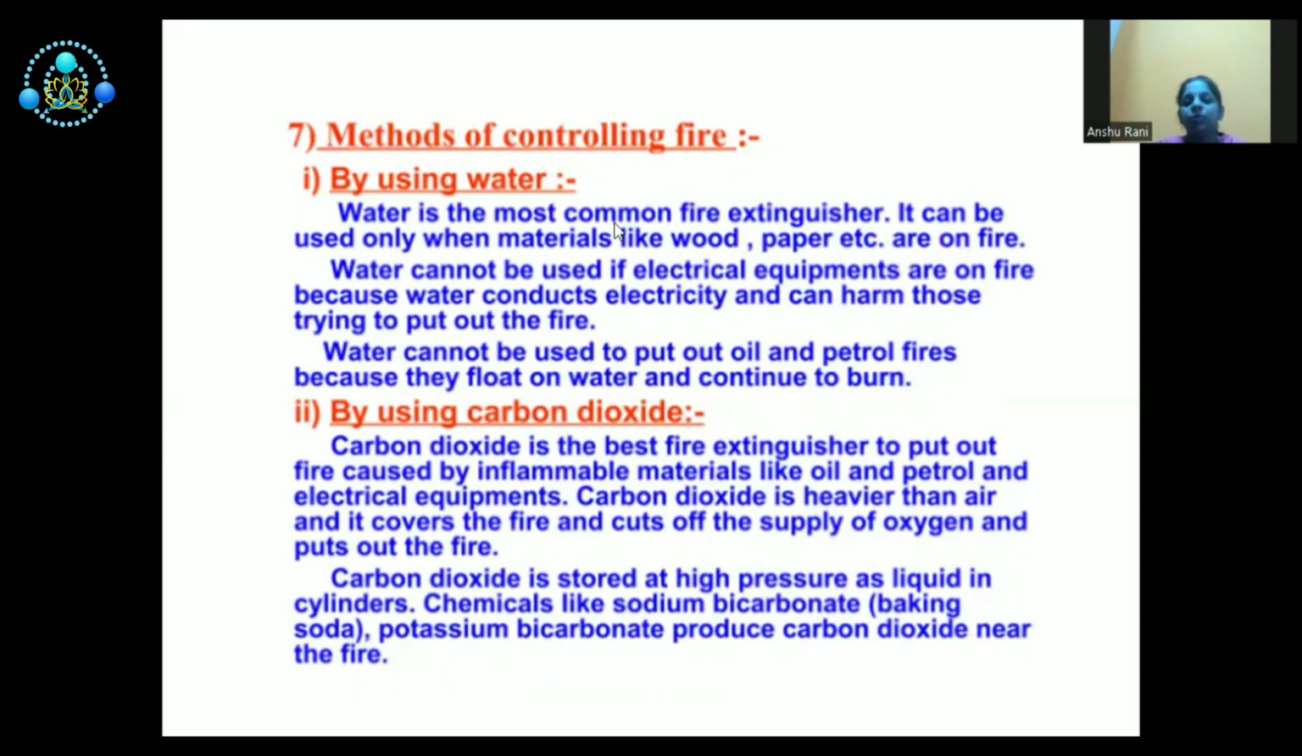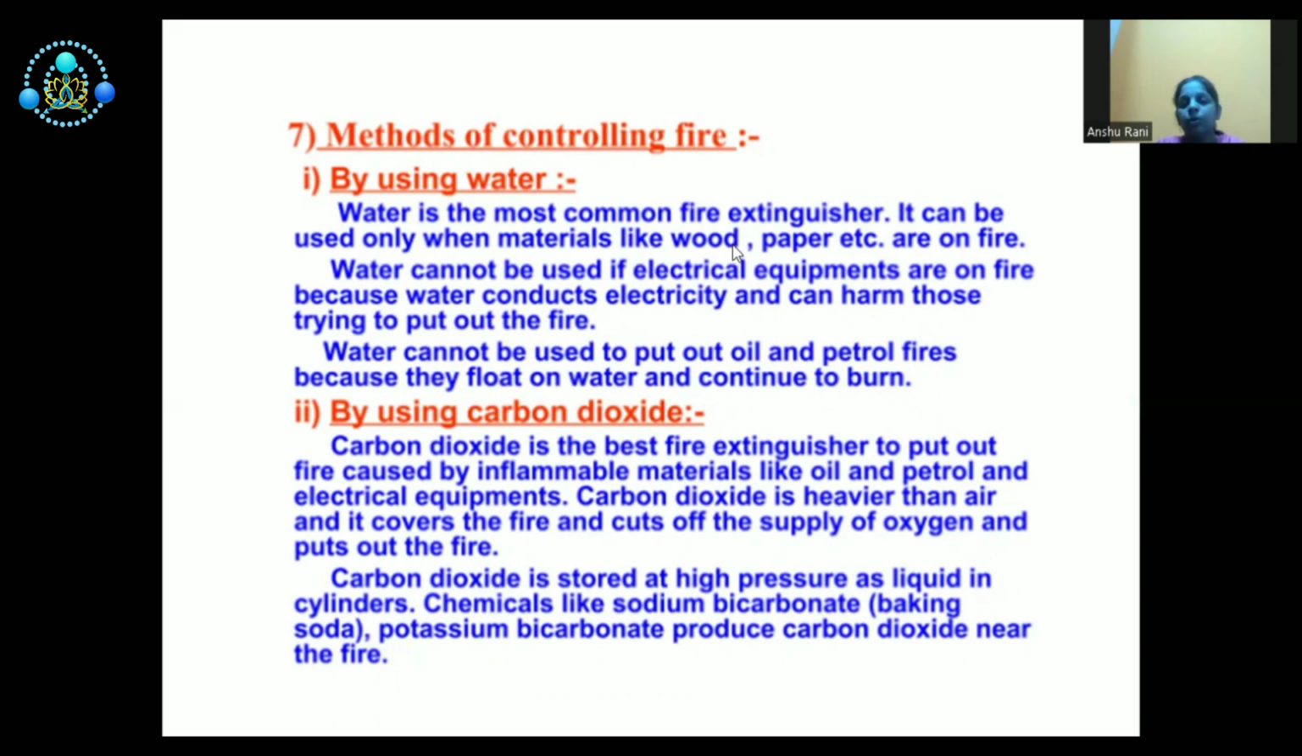First is by using water. If you have a fire because of wood or paper, then we can put water on it. It should not have any electrical equipment. It should not have petrol or diesel on fire.